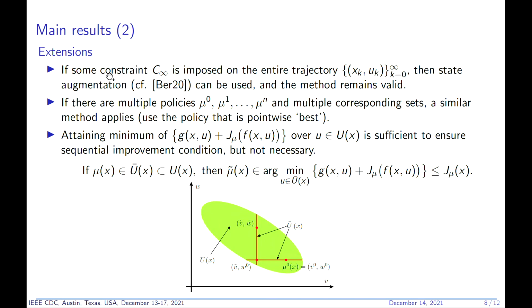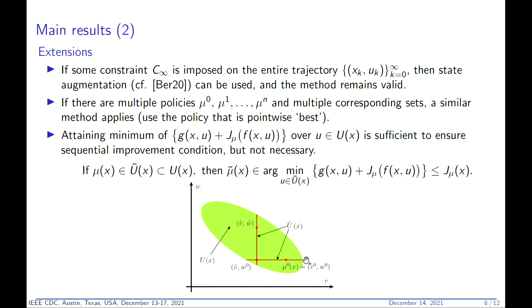One is that if there are some constraints imposed on the entire trajectory, one can use state augmentation to transform the problem back to a trajectory unconstrained one, and the method remains valid. Another one is if there are multiple policies and their corresponding sets, a similar method that uses the policy that is pointwise best applies. The third aspect is that we notice that attaining the minimum of this expression over all control is sufficient to ensure the sequential improvement condition, but not necessary. All we need to make sure is that our rollout policy beats the base policy in this expression. Therefore, if we replace the control constraint set with some set U bar that contains mu x and optimize over it, we still get the sequential improvement condition.